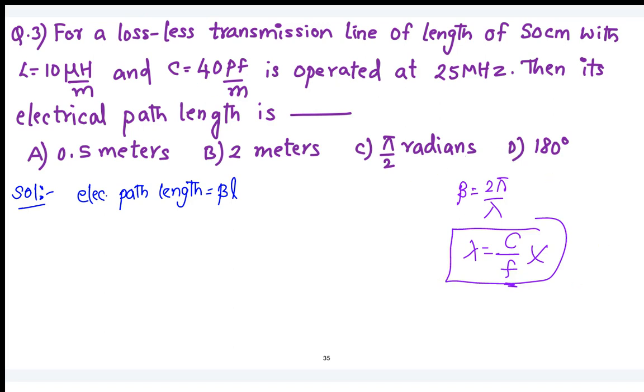In fact, you can apply the concept of the phase velocity. So you know that phase velocity is equal to 1 over root LC, which is equal to omega by beta. So from this, you can get beta equal to omega root LC. Then you can find out the electrical path length. All the values are given. So the electrical path length is equal to beta L, which is omega root LC into L.